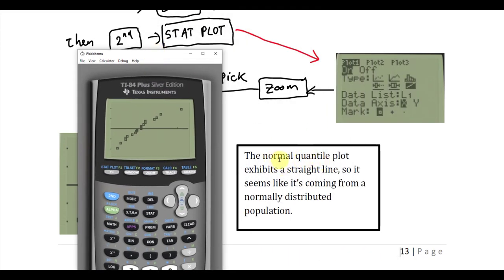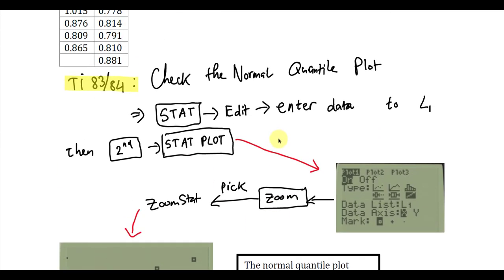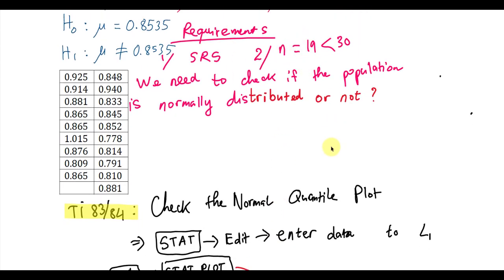And we see that the normal probability plot, or the normal quantile plot here, exhibits a straight line pattern. So it seems like the data is coming from a normally distributed population. So even if your sample size is less than 30, we are still okay for the requirements.